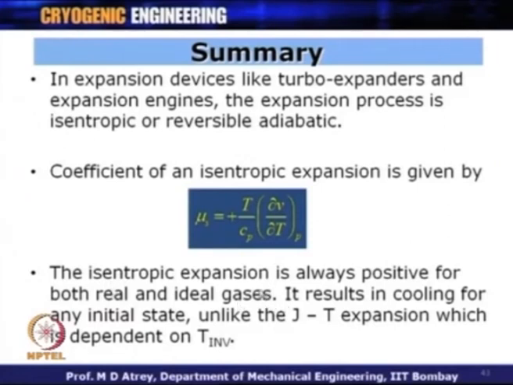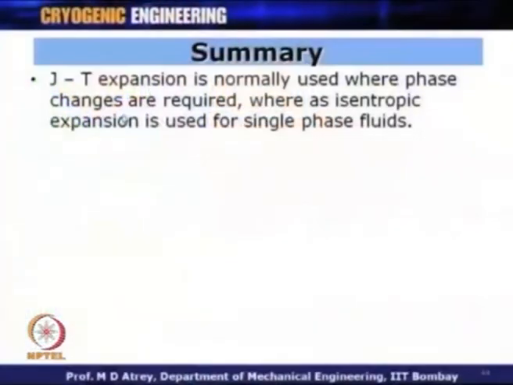The JT expansion is normally used where phase changes are required, whereas the isentropic expansion is used for single phase fluids. This is what is made clear, right? Because in JT expansion we normally want real behavior, non-ideal behavior, and therefore we prefer phase changes, or we would prefer to have liquid in this case at the initial condition also. While isentropic expansion is normally used for single phase fluid, because having liquid there can cause problems for the turbo expanders or reciprocating expanders.